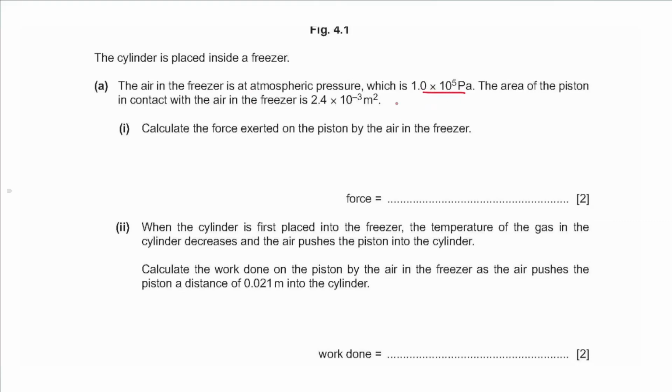We have pressure and area and we need force. We can say that the force is equal to pressure multiplied by the area, since pressure is equal to force divided by area. And now we calculate 1.0 times 10 to the power of 5 times 2.4 times 10 to the power of negative 3. That gives an answer of 214 newtons.